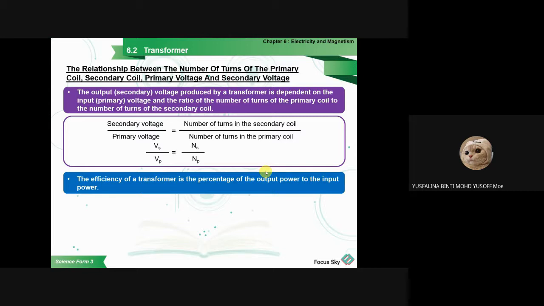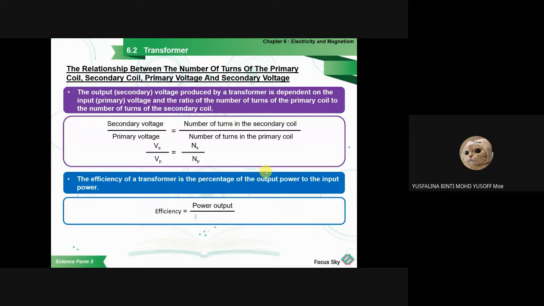Okay, and this is a formula you need to remember, and also this is the formula for the efficiency of the transformer: the output divided by the input, times 100. Usually the efficiency is calculated as a percentage.